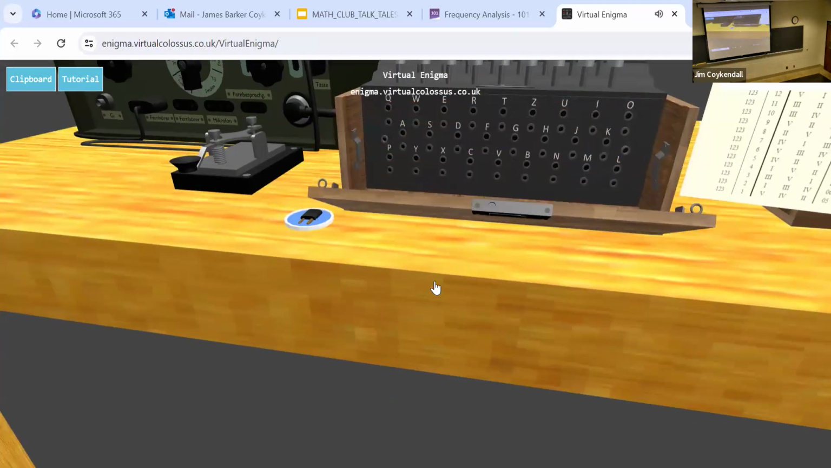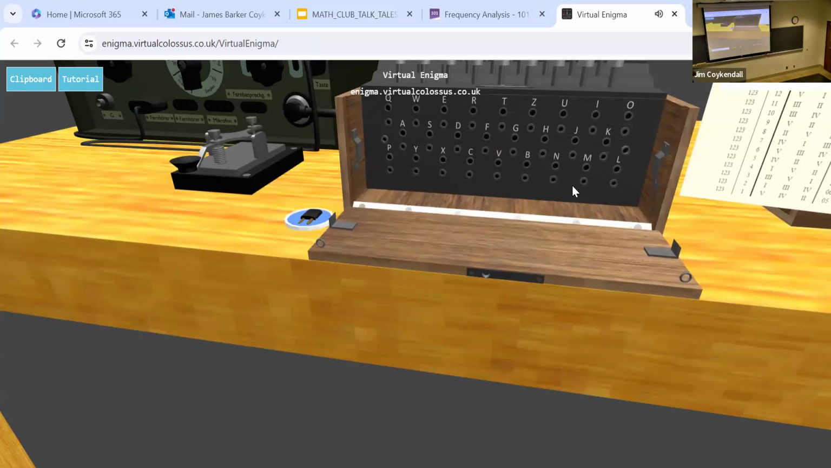Is that the one that was used by the Germans during the war? Yes, exactly. That's exactly what it is. So it has different switches that you can set. It also has some wheels that change. So every time you change the switch, that changes the setting, and that's like another code.